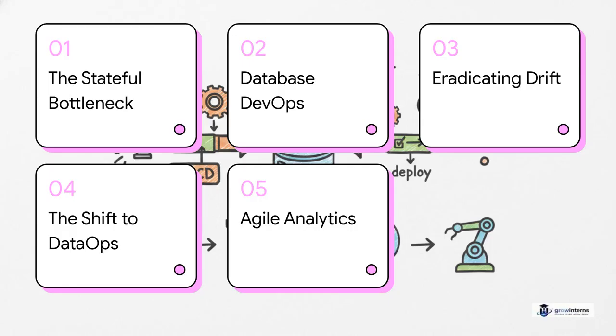So here's our roadmap for conquering this stateful bottleneck. First, we'll look at the bottleneck itself. Then, introduce Database DevOps, figure out how to eradicate Schema Drift, shift our mindset to DataOps, and finally, build out some Agile analytics pipelines. Let's get right into it.